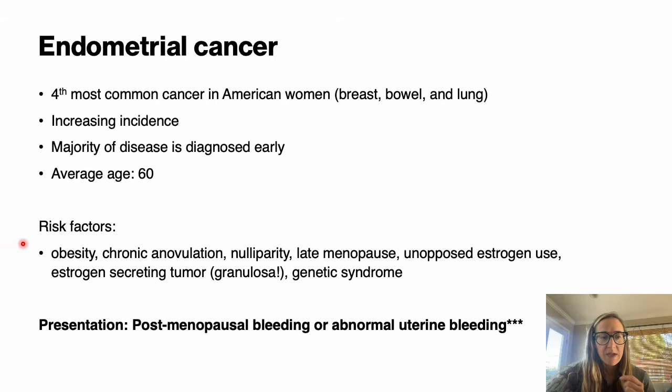Average age is around 60. Risk factors, a huge one is obesity, chronic anovulation, late menopause, unopposed estrogen use, an estrogen secreting tumor like a granulosa cell tumor is more rare, or a genetic syndrome like Lynch syndrome. And like we said, it presents oftentimes with postmenopausal bleeding, spotting, discharge.